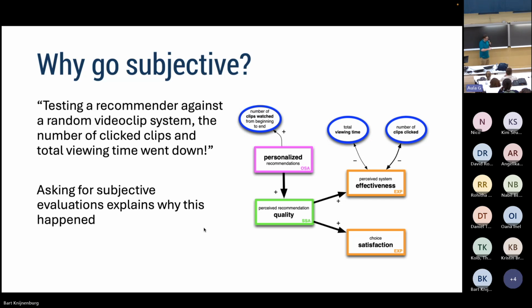So I went back to Microsoft and I said, I think y'all are using the wrong metrics. Can you try and see how many clips people watch completely from the beginning to the end? And that metric was higher for people in the state-of-the-art algorithm condition than in the random condition. So by using these subjective metrics, we were able to figure out that the behavioral metrics were actually doing something different than the researchers expected they would.